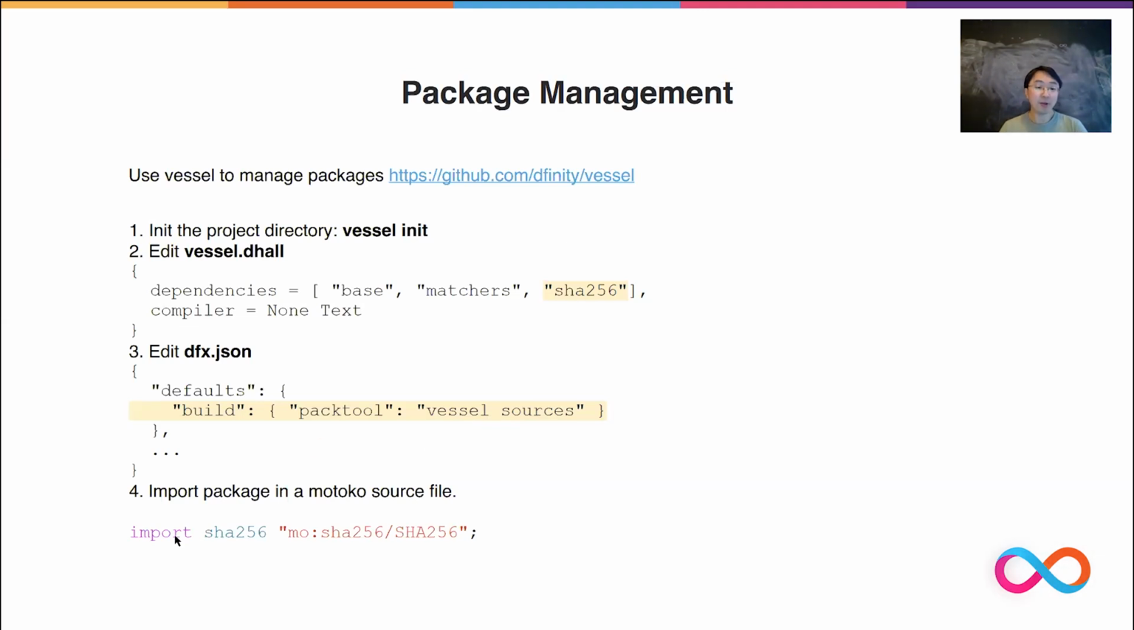In your package, you can import this. Normally, when we use the base library, this is mo:base, right? But here we declare a new library, a new package, which is SHA-256. You just use that there, and the capital case is a module provided by this library, by this package. You can import that module into your Motoko source.